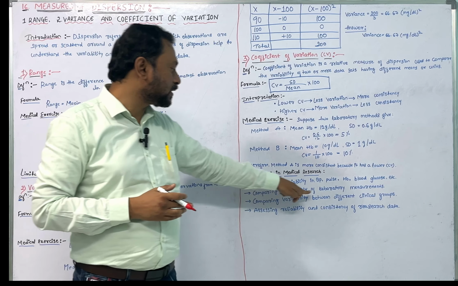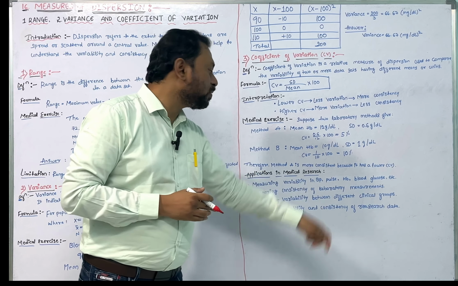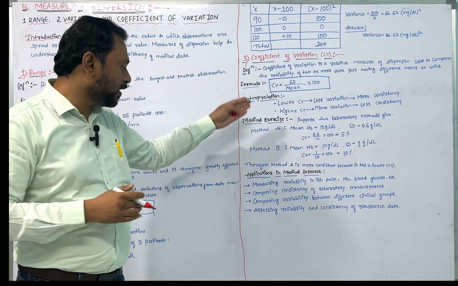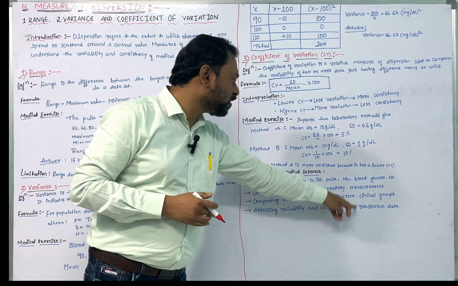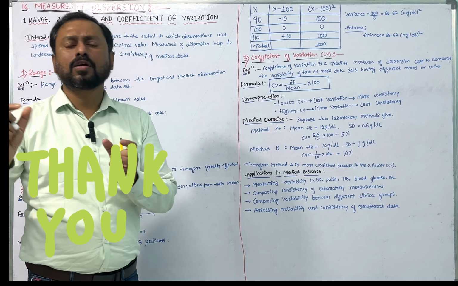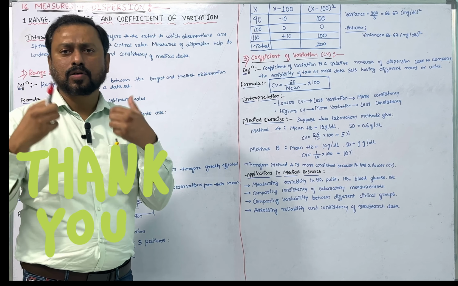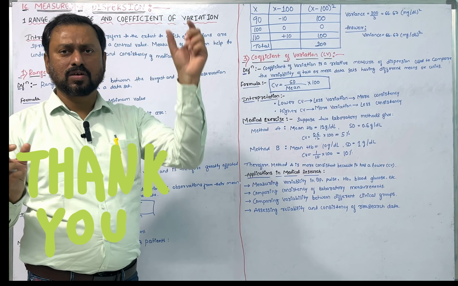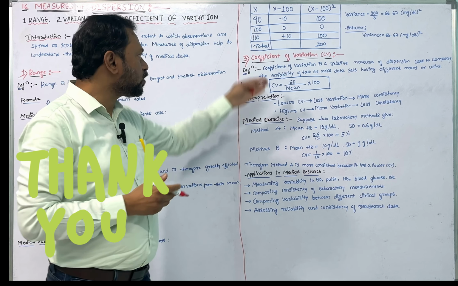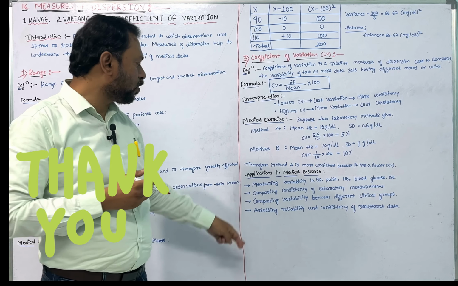Next is comparing the consistency of laboratory measures; we also use it for lab reports. Comparing the variability between different clinical groups: suppose you are doing research with two trials, one with a placebo and another with the trial drug. For comparison purposes also, the coefficient of variation is helpful.